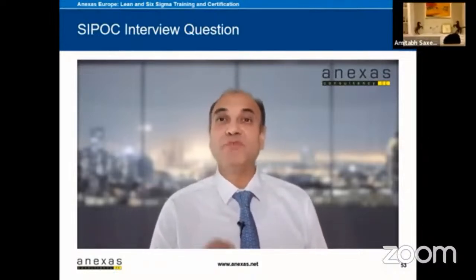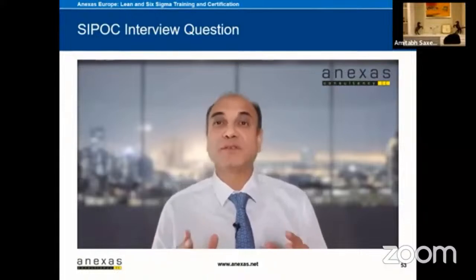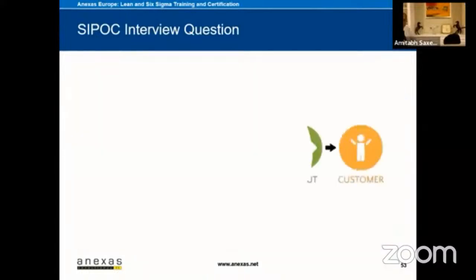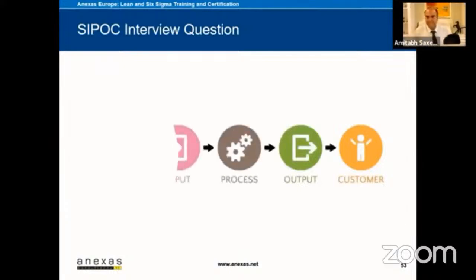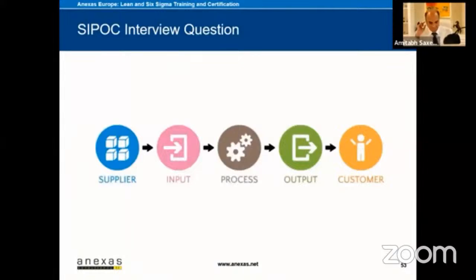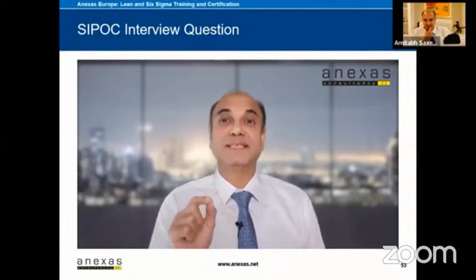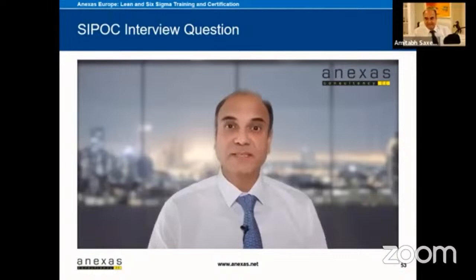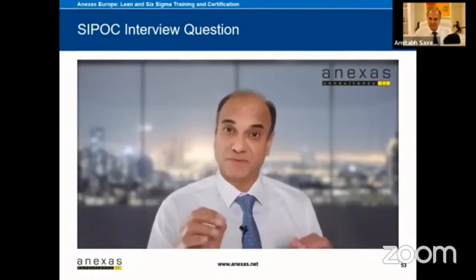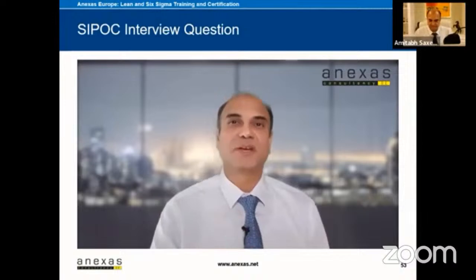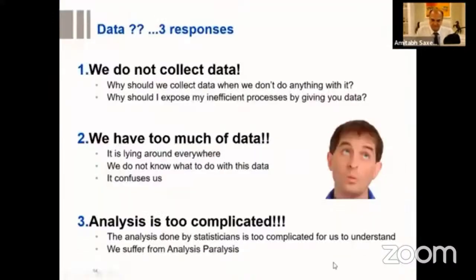To make a SIPOC, we move from right to left. That means we start by identifying the customers, then the output, then process steps, and the inputs and the suppliers. SIPOC helps us to identify the inputs or the X factors which are influencing our output, that is the Y, because Y is a function of X. SIPOC is the starting point of using the statistical methods. After that, you can give an example of a SIPOC of a process from the organization for which you are appearing for an interview. Okay, so that was interview preparation.